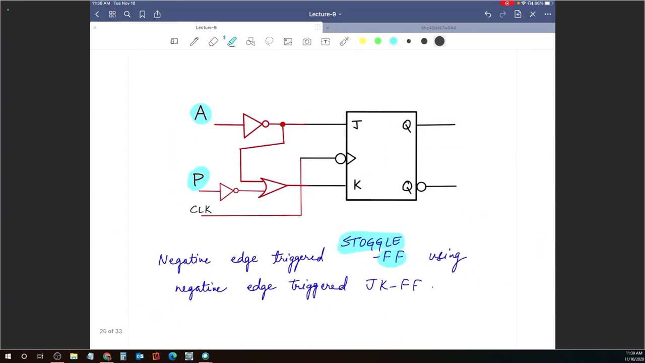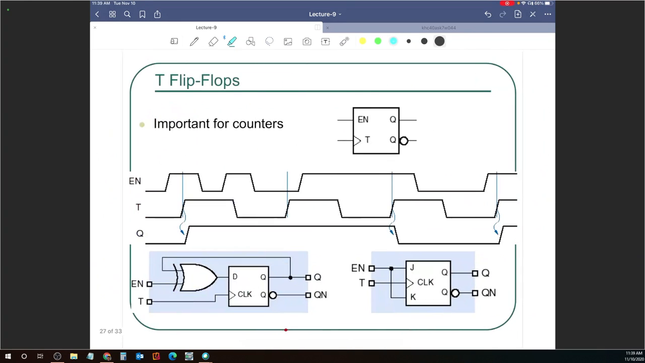All right, questions about this process of how we dealt with this? I had a little bit of fun doing this. I hope you guys did too. Now, let us talk about the T flip-flops a little bit more.